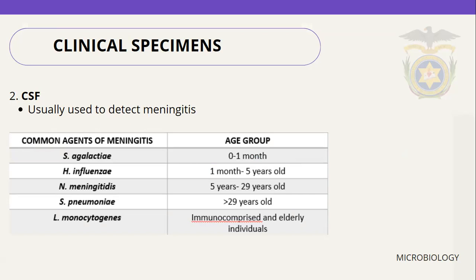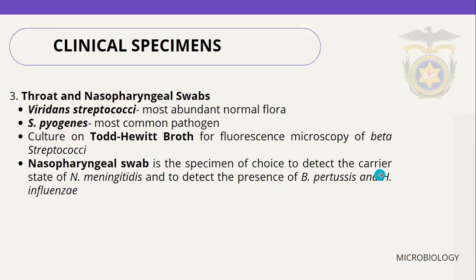So I have made a table here of the common agents of meningitis and the common age group as well. First, we have the Streptococcus agalactiae, which is 0 to 1 month, and Haemophilus influenzae, 1 month to 5 years old. Neisseria meningitidis affects 5 years to 29 years old, and Streptococcus pneumoniae affects greater than 29 years old. And we have the Listeria monocytogenes for immunocompromised and elderly individuals.